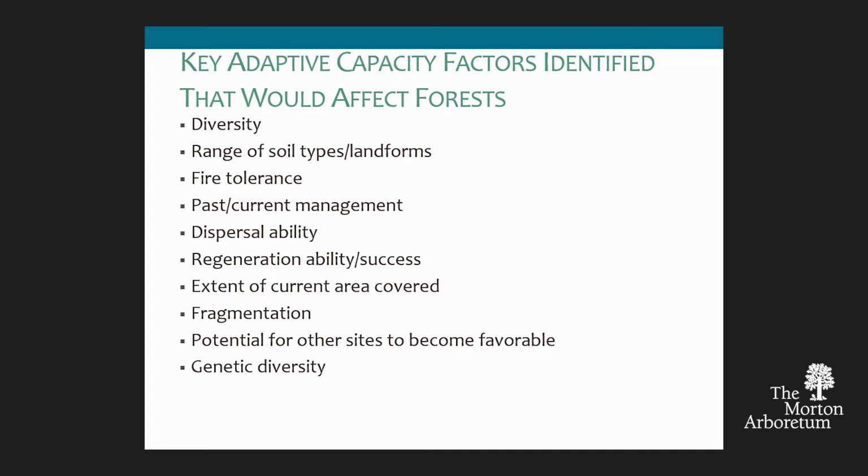Key adaptive capacity factors identified in these assessments include things like how diverse the system is, the range of soil types and landforms, tolerance of fire, the influence of past or current management, the ability of the dominant species to disperse to new areas, regeneration ability and success of dominant species, how widely distributed are those ecosystems on the landscape or how fragmented they are, the potential for other sites within the area to become favorable to that system, and the relative genetic diversity.